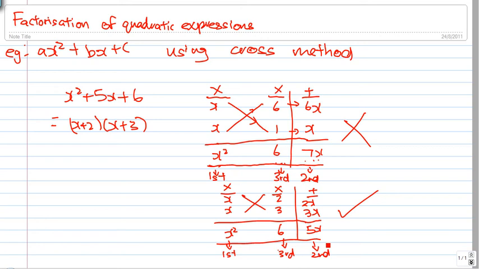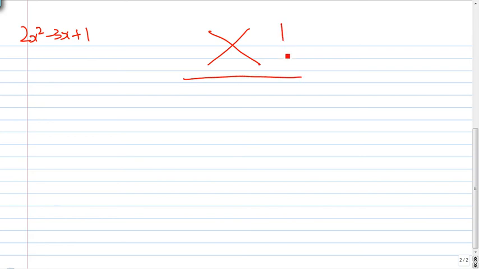Shall I try another example? If you have got 2x squared minus 3x plus 1, let's factorize this. Draw the cross. What times what will give me 2x squared? It's just 2x times x, no two ways about it. 1 times 1 will give me 1. 2x times 1 will give me 2x. x times 1 will give me x.